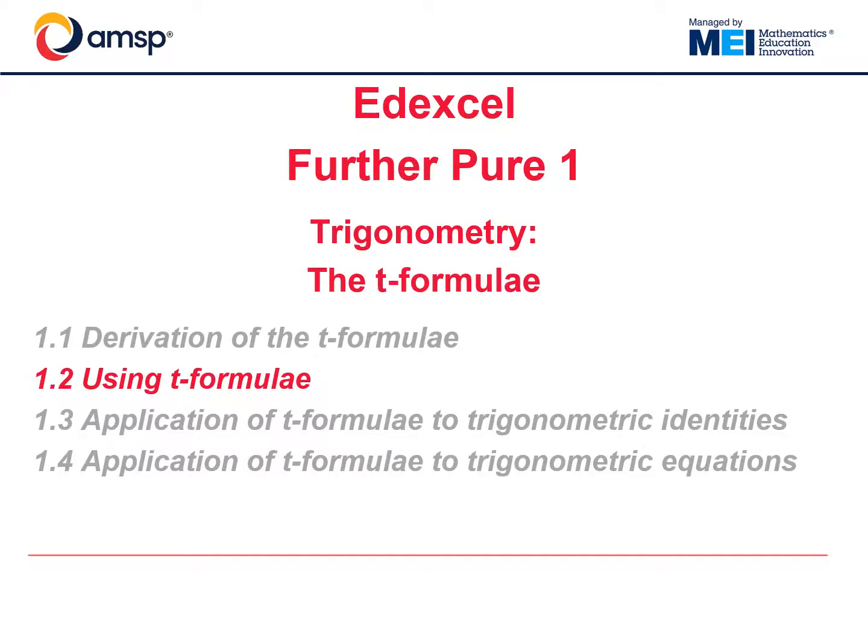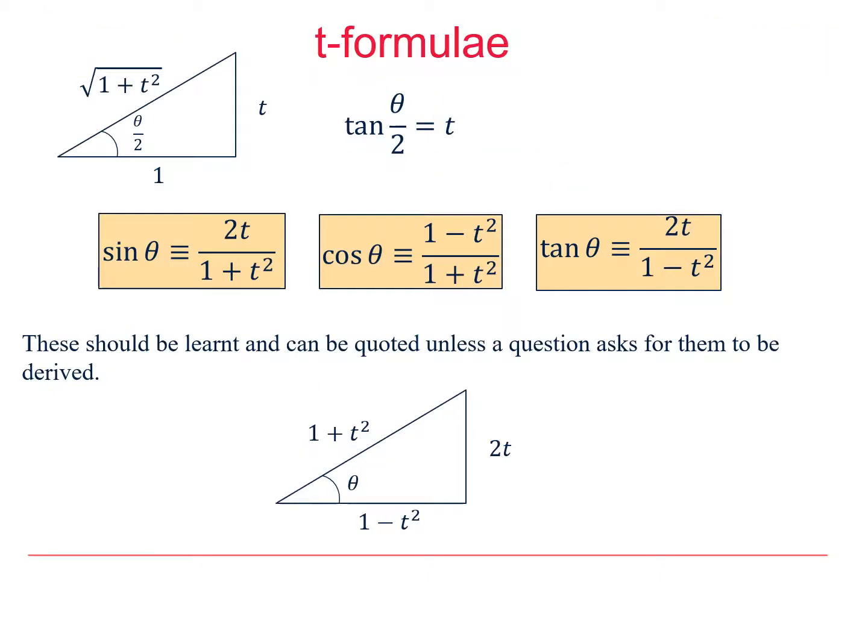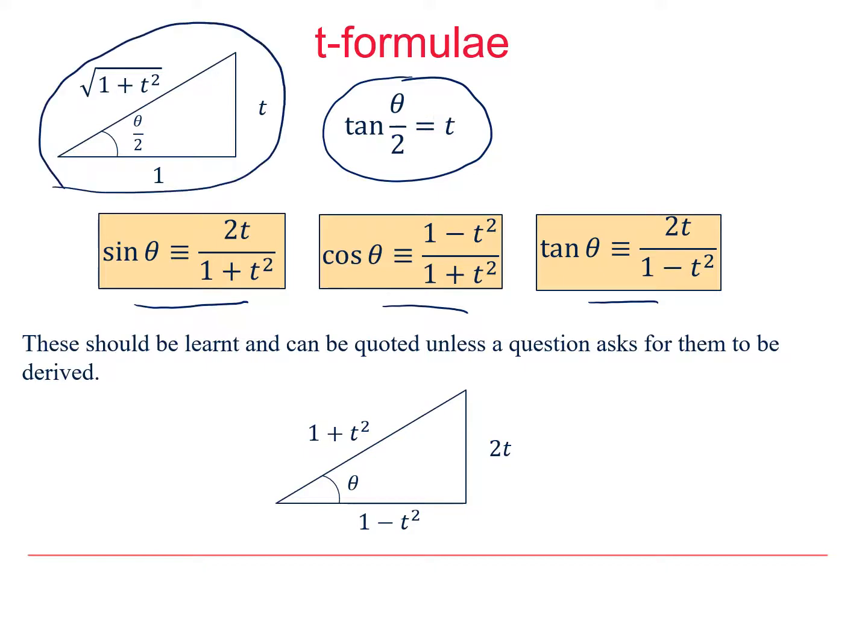This is Edexcel Further Pure 1, Trigonometry, the T formula, using the T formula. And here are the three T formulae: sine theta, cos theta, and tan theta, all in terms of T, where T is the tangent of the half angle. We've also seen that there's a couple of triangles that we can end up using to help us remember those. You still need to make sure you learn these, and they can be quoted unless a question asks for them to be derived.